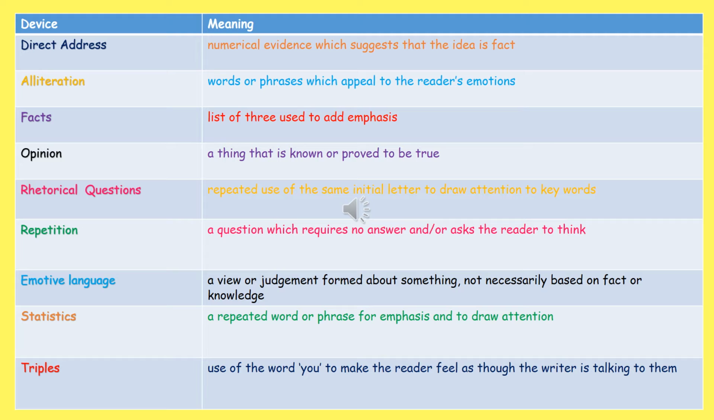Emotive language, so that's a word or a phrase to make the reader feel a certain way, to control the reader's emotions. Okay, a statistic then is numerical evidence. So stat, you might have done that in maths, mightn't you? It's numbers. So 63% of all pupils want to go back to school. Don't know if that's true or not. And triplets, that's three things used to add emphasis. So sun, sea and sand, or three adjectives: beautiful, bright, amazing.